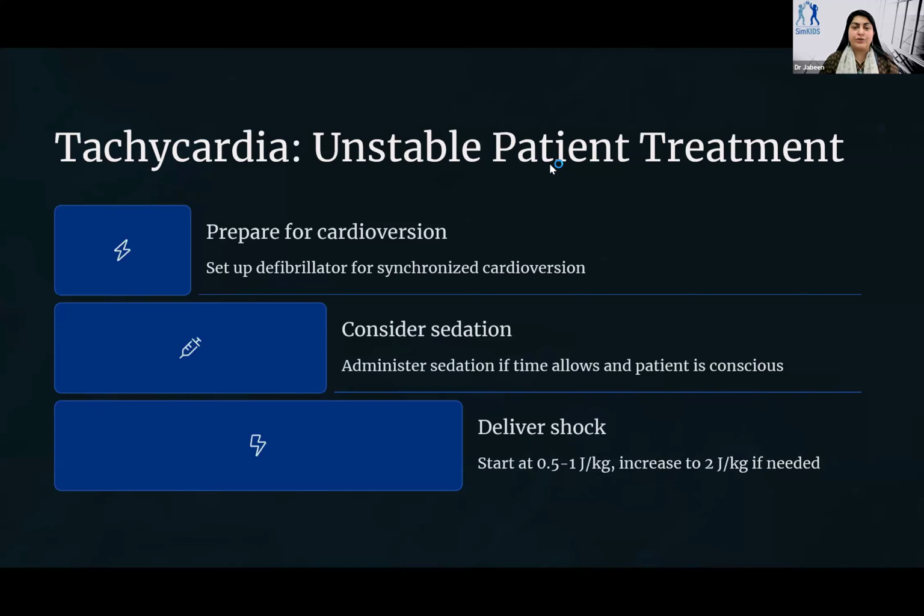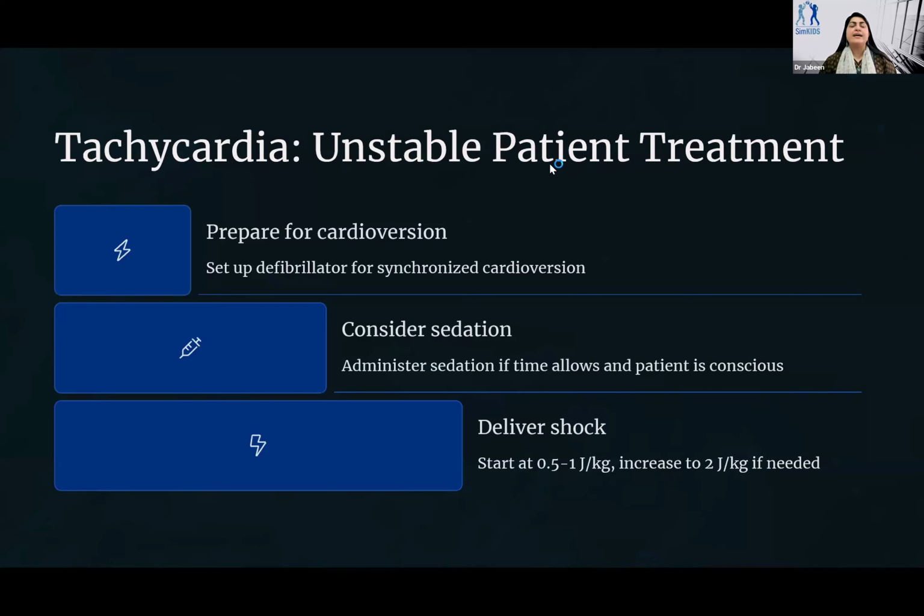If you are doing a synchronized cardioversion, administer sedation if time allows or if the patient is conscious. And here the synchronized cardioversion is started at 0.5 to 1 joules per kg, and you can increase to 2 joules per kg if needed.